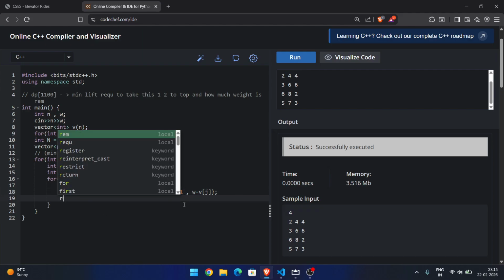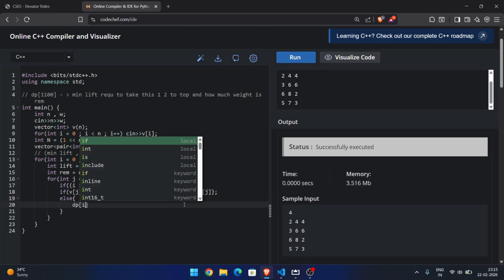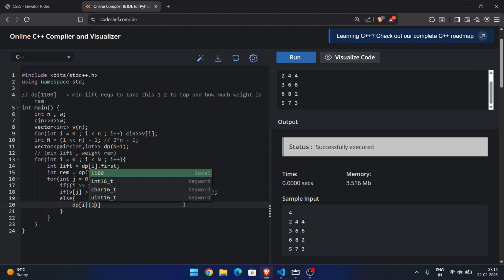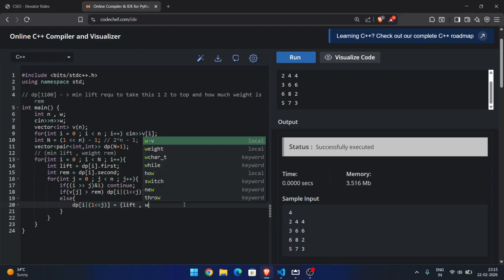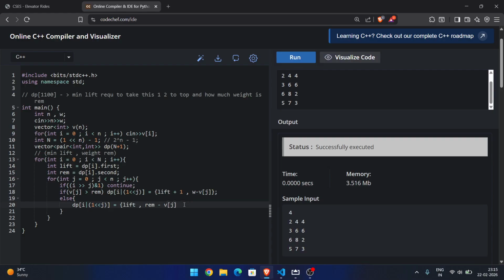Now, if the weight was less, so in that case, the lift would be the same only, but the remaining weight would now be less.